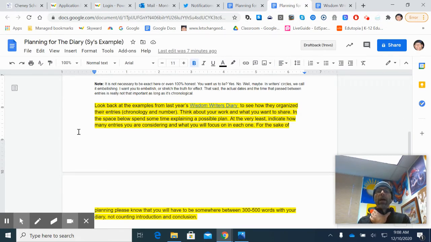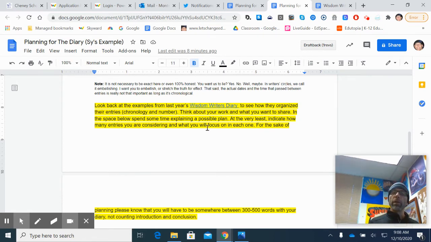Look to see how they organize their entries in terms of chronology and number. I think you'll find an assortment there. Some did one or two entries, some did many short entries. Some spanned it out over the course of a few days, some over the course of months or even years. That's what I want you to think about a little. Now, think about your work and what you want to share.